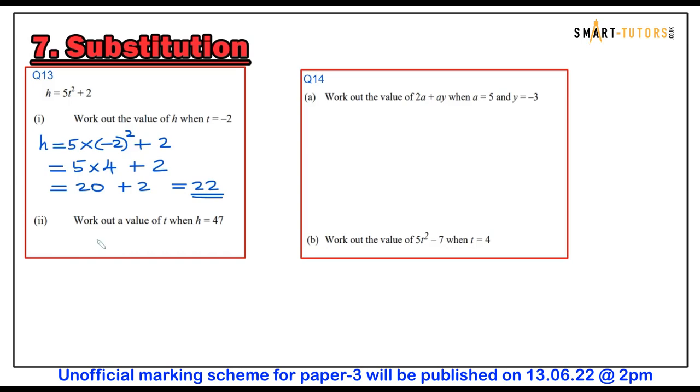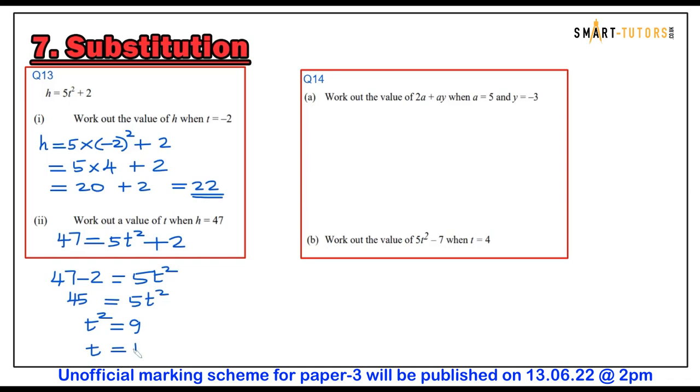Second part, work out the value of t when h equals 47. So h equals 47 equals 5t squared plus 2. So take the plus 2 to the other side. 47 minus 2 equals 5t squared. So 45 equals 5t squared. And t squared equals 45 divided by 5, which is 9. So t equals plus or minus the square root of 9, so plus or minus 3. That is the answer for question number 13.